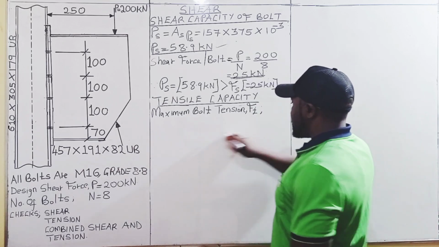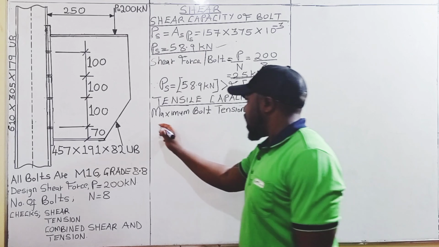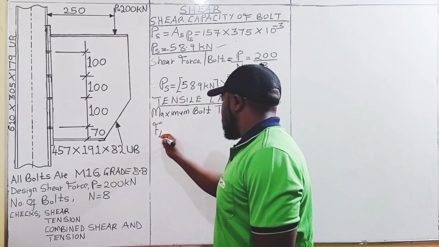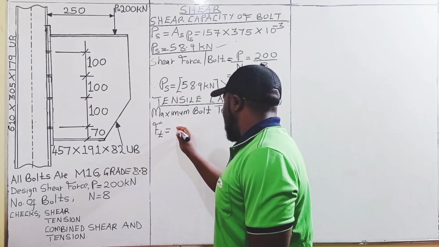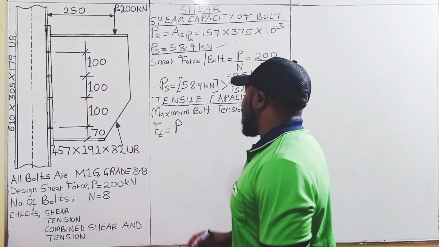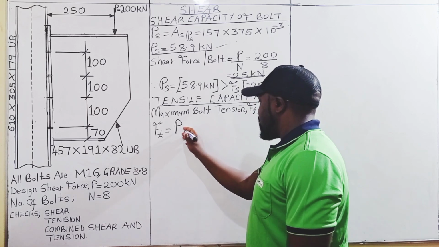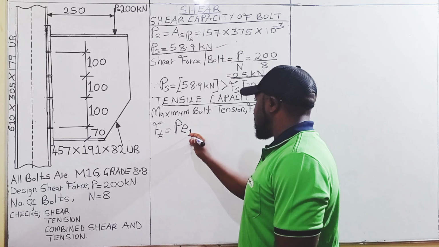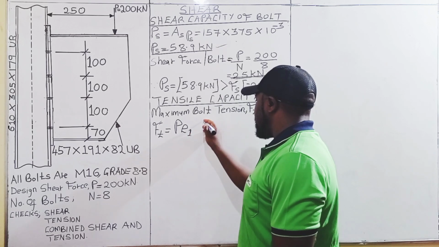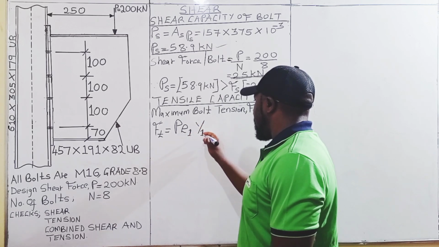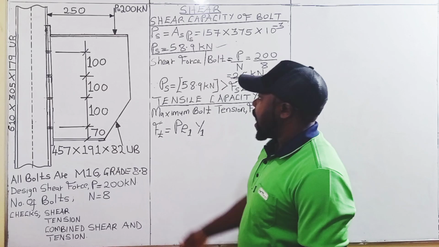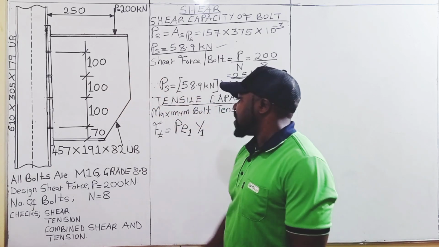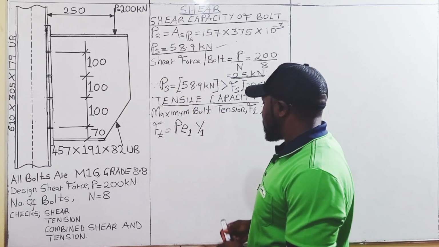And therefore, the maximum bolt tension, that is Ft, will be given by the design shear force multiplied by the edge distance, that is e1, multiplied by y1, that is the bolt spacing, which we are calling y1.